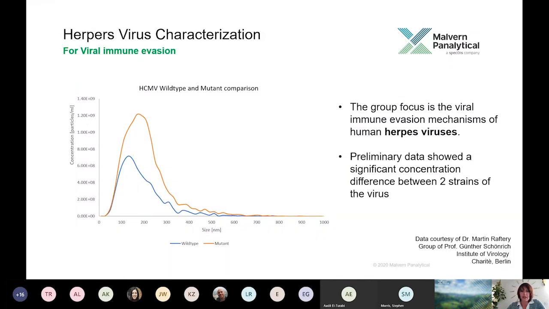So the group was comparing the wild type as well as the mutants with deleted MHC1 downregulating genes. And what we see in a very quick analysis is that the 2 types were compared for their size distribution, which really remains the same for both the wild type and the mutant. But what is really clearly seen here is that the mutant contains twice as many particles.